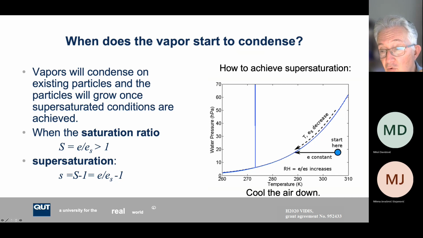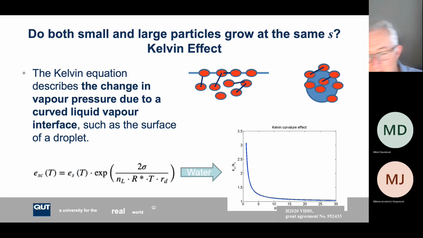But if I cool it down, I don't change the amount of water vapor in the air, I just bring it closer and closer, and at one moment we will reach saturated conditions. Cooling it further down, I will produce supersaturated conditions. So the simplest possible way to saturate the air with any kind of vapor is to bring a certain amount of vapor in the air and then cool it down. And then the vapor molecules start to condense.